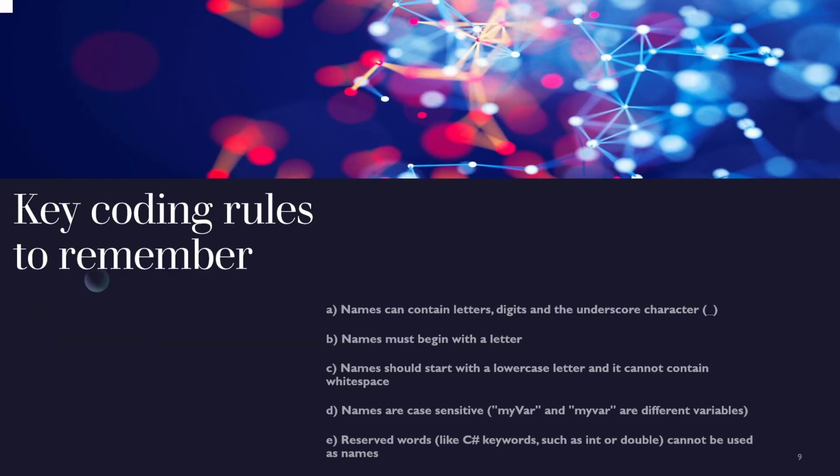Key coding rules to remember. First one, names can contain letters, digits, and underscore characters. But a name must always begin with a letter. Names should start with a lowercase letter, and it cannot contain white space, meaning there should be no spaces between names. Names are case sensitive.